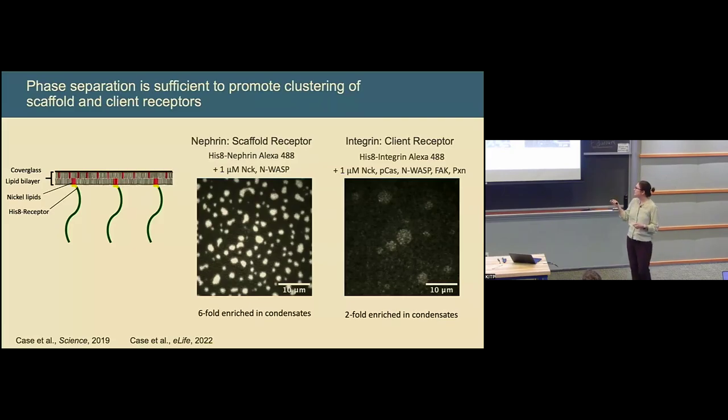But this made me question, well, what is the role of a receptor if it's not actually driving the phase separation? Can it actually control or regulate condensate nucleation if it doesn't itself have a propensity to phase separate?